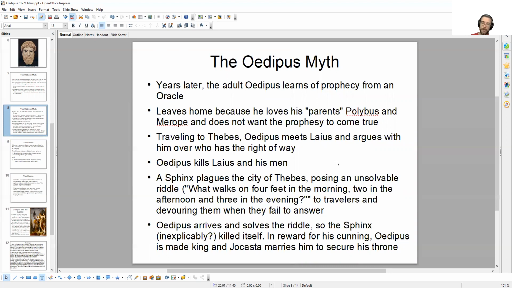In reward for his cunning, Oedipus is made king, and Jocasta marries him in order to secure his throne. Because, hey, what do you know? Really lucky for you, Oedipus. Our king just died under mysterious circumstances, and to solidify your rule, to legitimize it, here's his wife. Just, good for you. Now, Oedipus has actually fulfilled the role of king. He has put himself in danger in the service and protection of his people, as is the ethos that undergirds kingly rule.